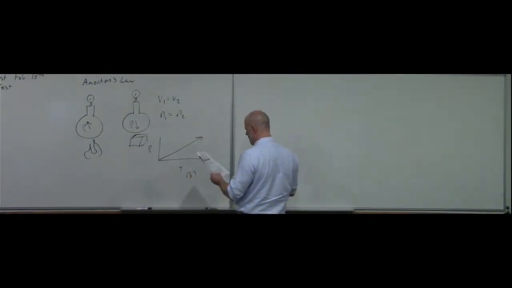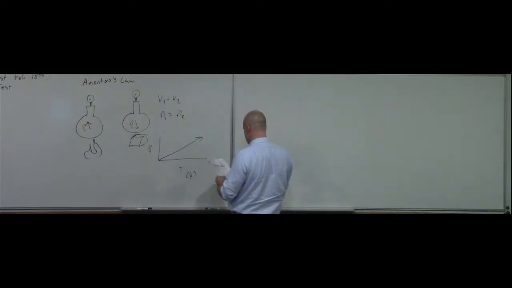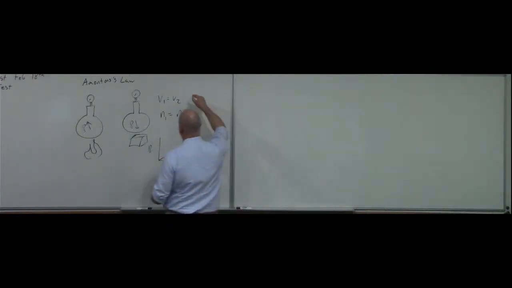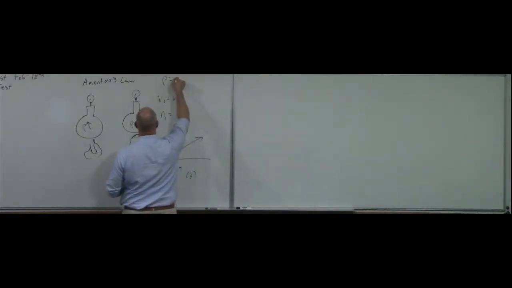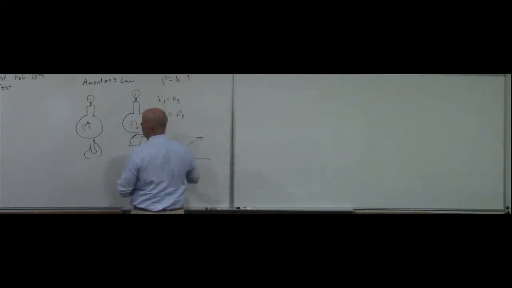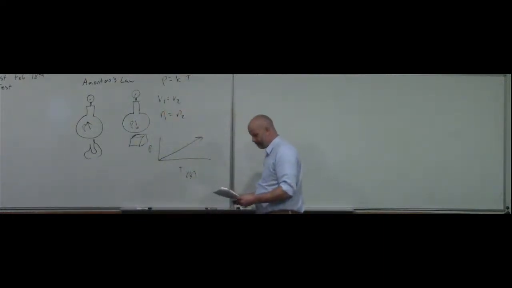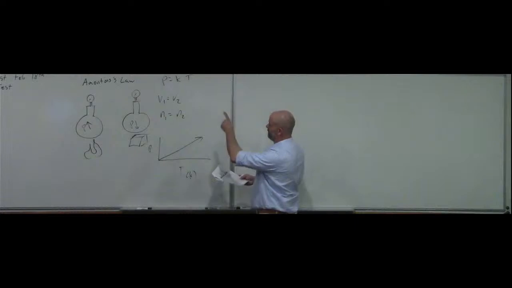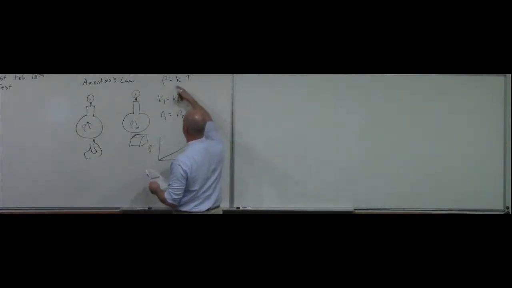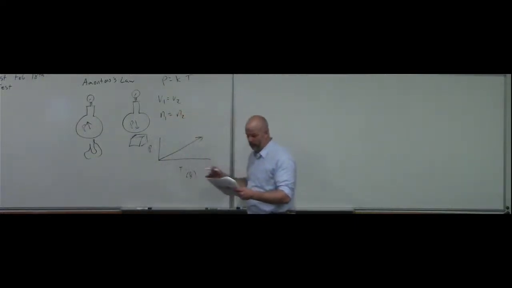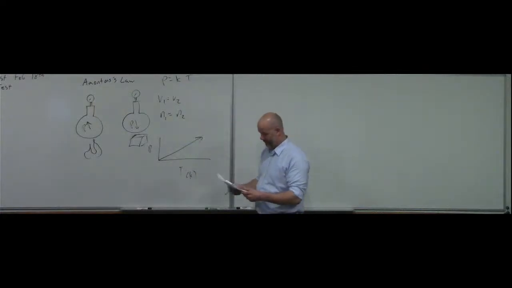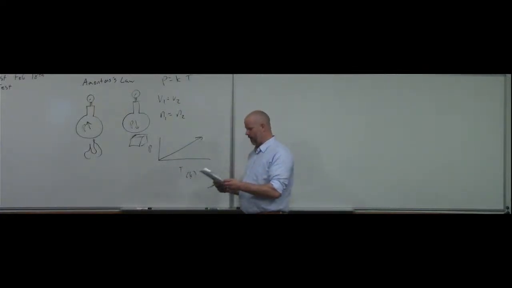I hate how they have this written here. Let's look at it this way. Basically, it's saying pressure equals a constant times temperature. This is pressure, this is temperature, K is our constant. So we do need to know that. We'll work with that a good bit, okay?